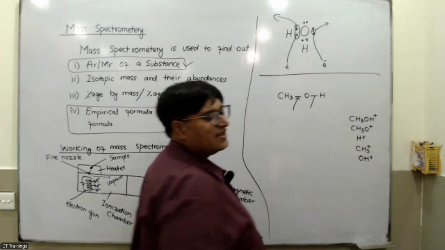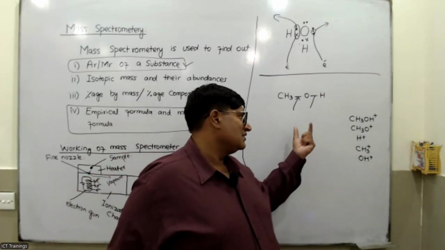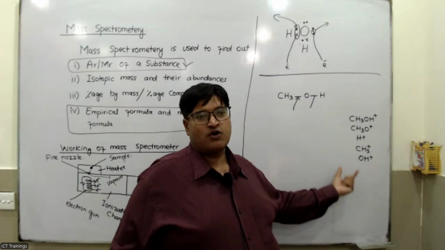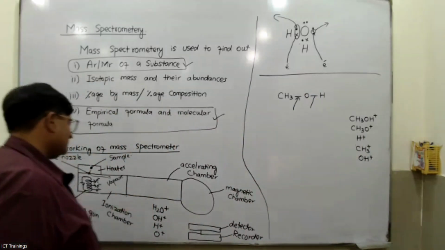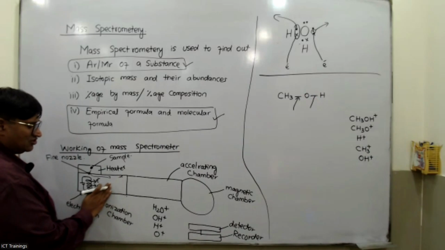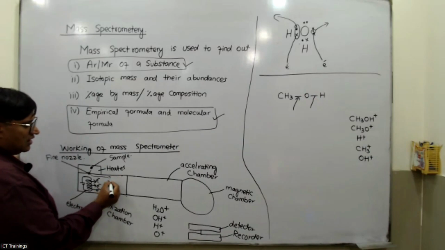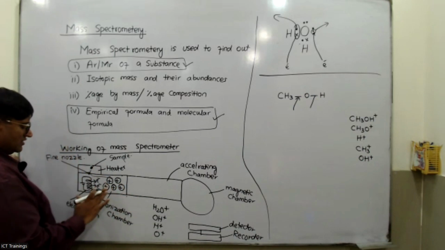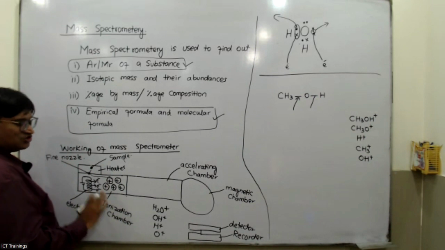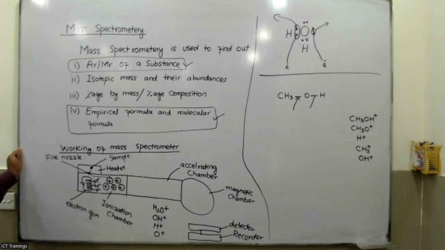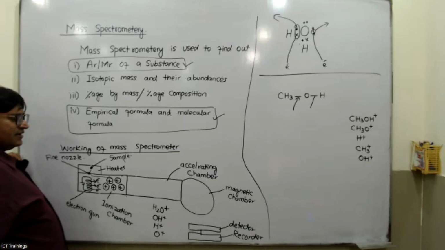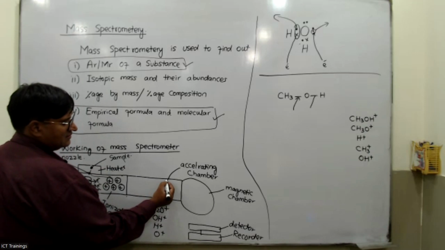Okay. So in this way, the whole molecule and its fragments would form the positive ion in the ionization chamber. So in the ionization chamber, you got a large number of the positive ions like that. So positive ions are formed within the ionization chamber. Everyone got it, guys? Everyone? Yes, sir. Okay.